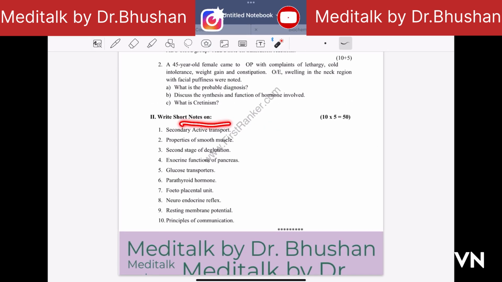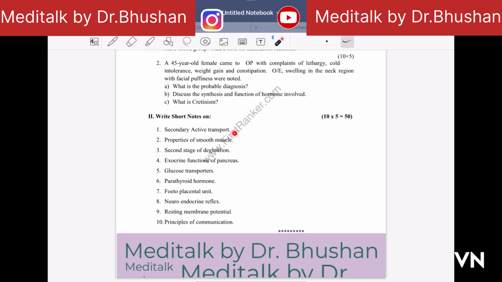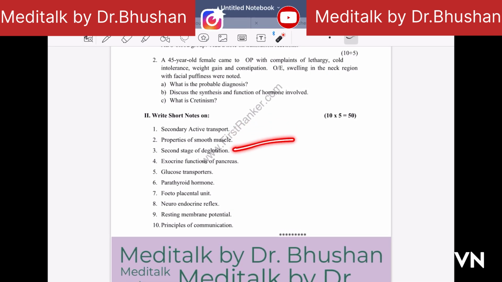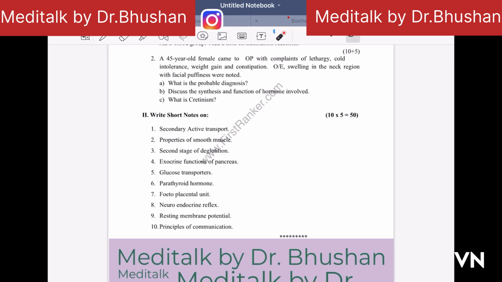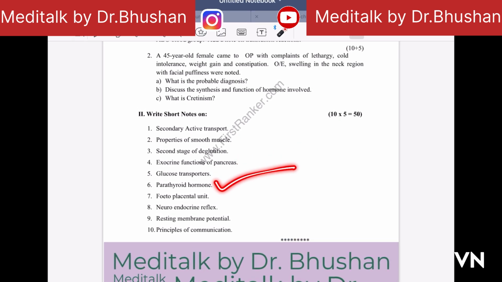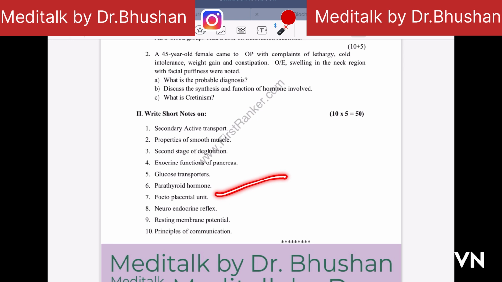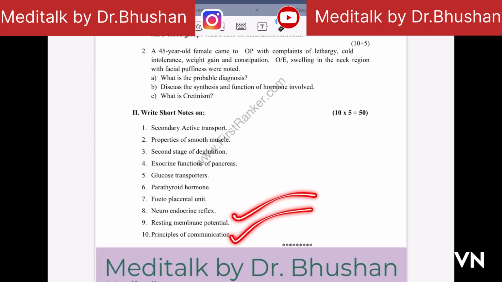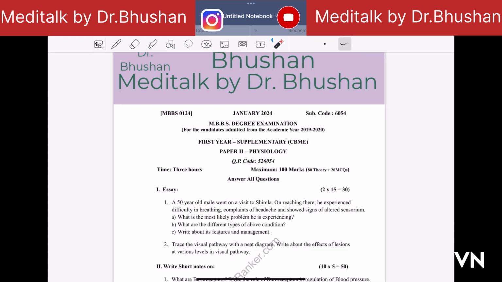Second part, write short notes on secondary active transport, properties of smooth muscle, second stage of deglutition, exocrine function of pancreas, glucose transporter, parathyroid hormone, fetoplacental unit, neuroendocrine reflex, resting membrane potential, principles of communication. January 2024.